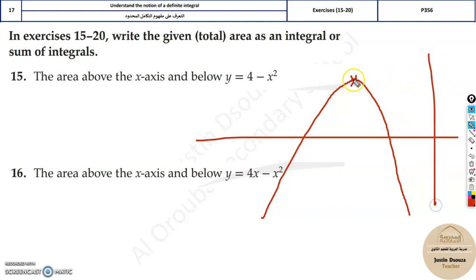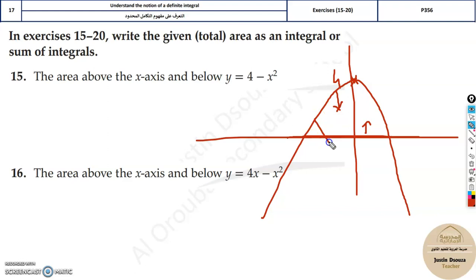If this was the y-axis, okay, now that can't be the y-axis. Sorry, it'll be over here. See, now this is still not accurate, but this is an approximation. Okay, this would be 4 and it's opening downwards. Now they want to know the area above the axis. See, x-axis, this is the x-axis, above this and below this curve. So this is the area that you require.